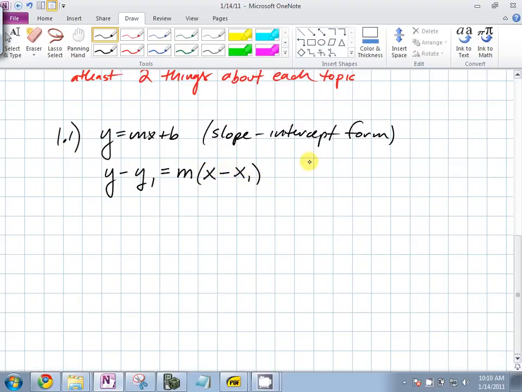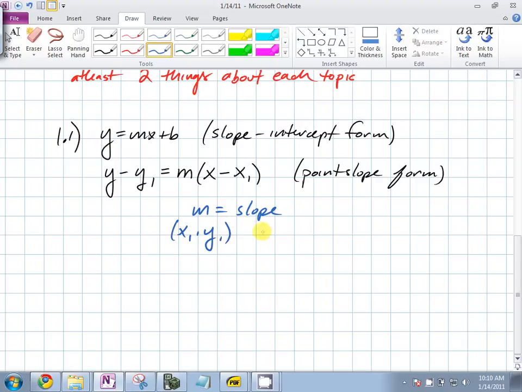Yeah. It's there somewhere. You just gotta dig it out with a crowbar. This is point slope form. In both of these equations, what does m equal? And what does x1, y1 represent in the second one? Any point on the line.